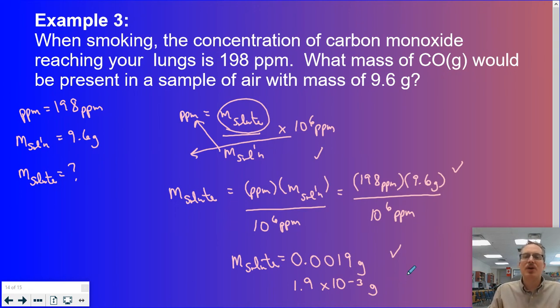This is how we do concentration for the first two types. This is percent volume and parts per million. Again, there will be a third video explaining molar concentration.